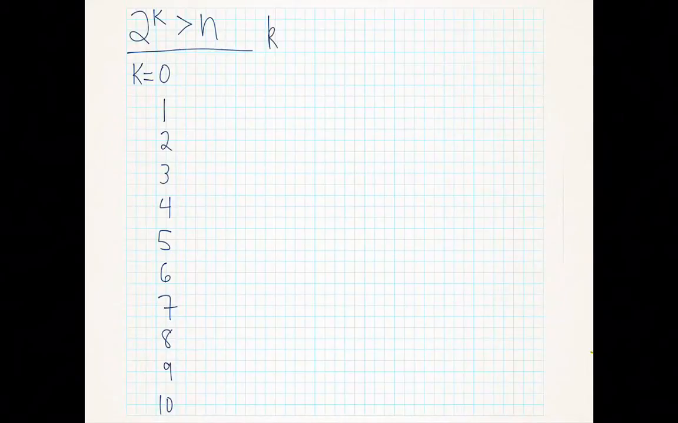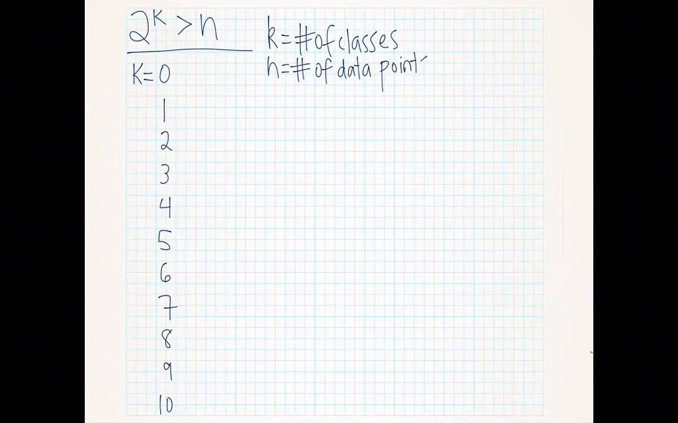We have k is equal to the number of classes or groups that we have, and n is equal to the number of data points. So how many data points do we have in our original data set? So I have a chart here that we can start filling in where we have for each value of k from 0 through 10, we can now plug in what 2 to the k is.